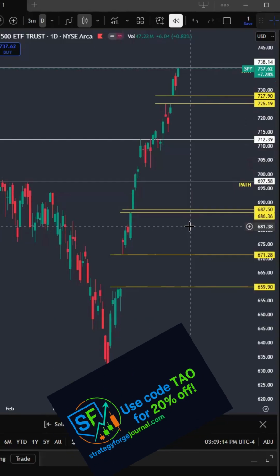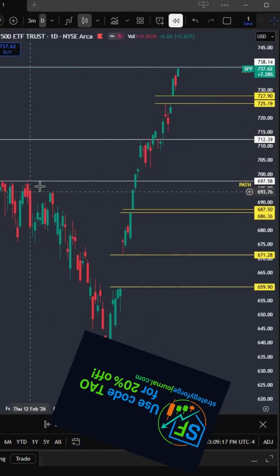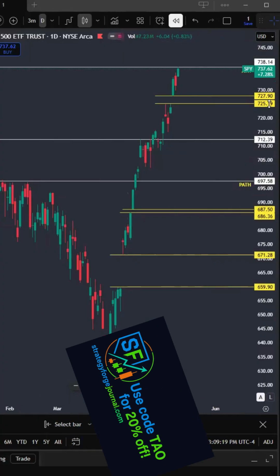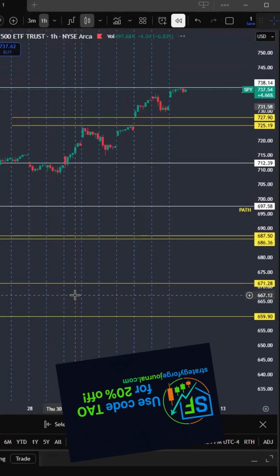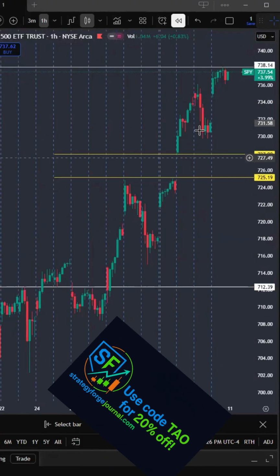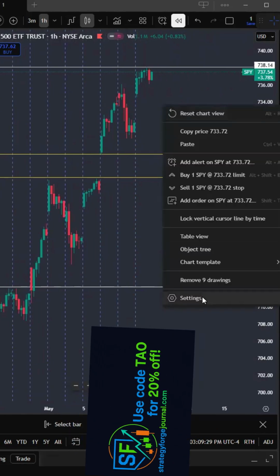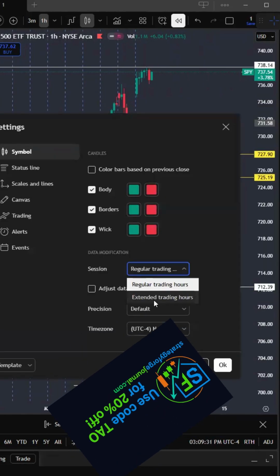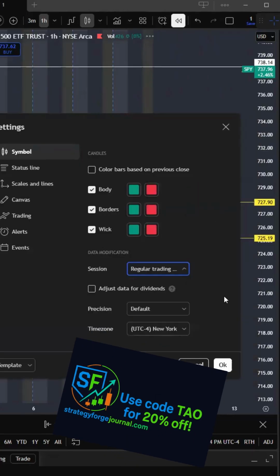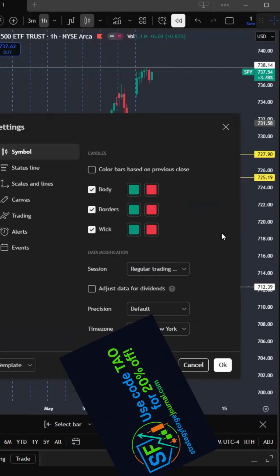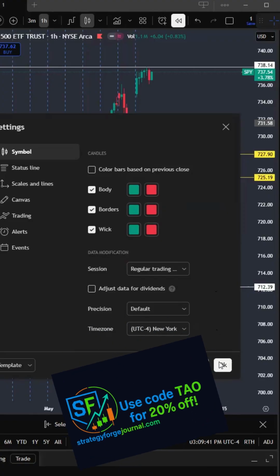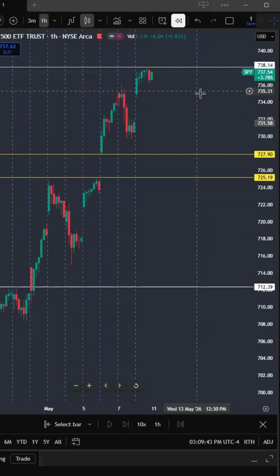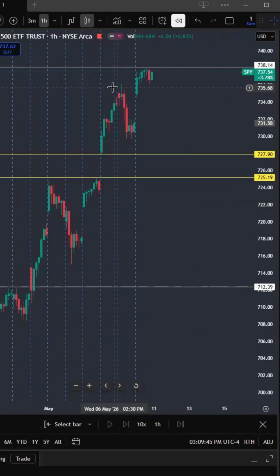There could be one down here at 681. And then the majority of finding key levels I do on the hourly chart. All right. And the very first thing that you want to do is turn off extended hours trading. We don't care about the overnight price action. That's just a lot of noise. So we need to turn off extended hours trading or extended session hours in Thinkorswim. And then from here, we can go down and find more key levels.